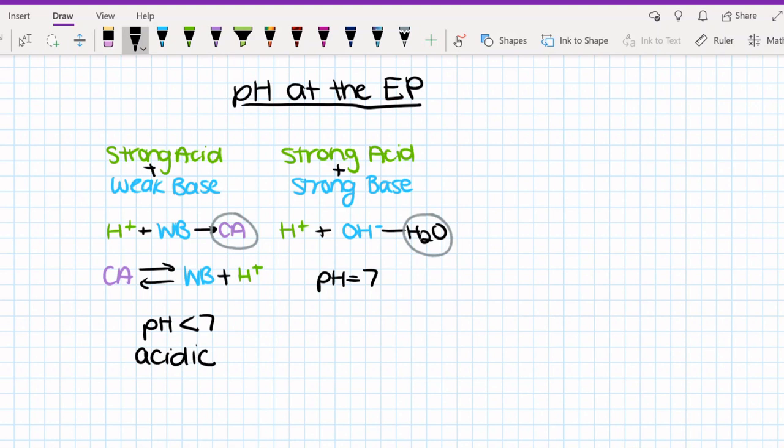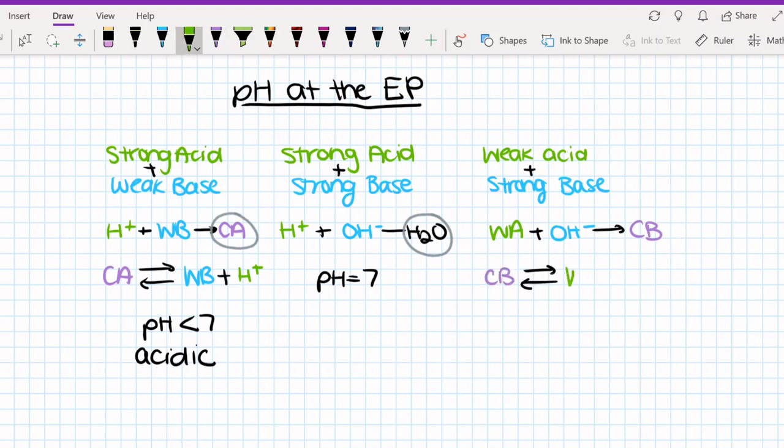For a weak acid and a strong base, the opposite will happen. The weak acid and strong base will react to form the conjugate base. The conjugate base will partially dissociate, producing the weak acid and the hydroxide ion. Therefore, the pH will be greater than 7.